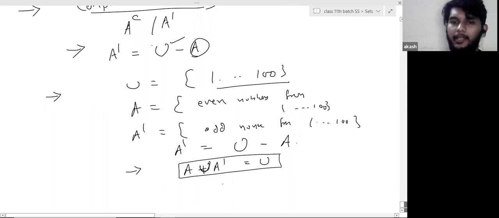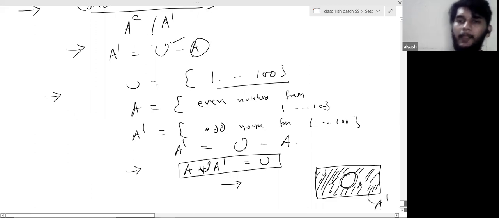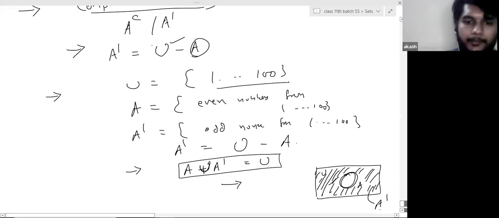And diagrammatically in a Venn diagram, how can we show this? If this is set A, this is U, this area is covered by A. Remove this and whatever remains is A complement. So all of this, just not the circle, is A complement. Enough? Yes, sir. This is clear, right? Yes, sir. Note it down.